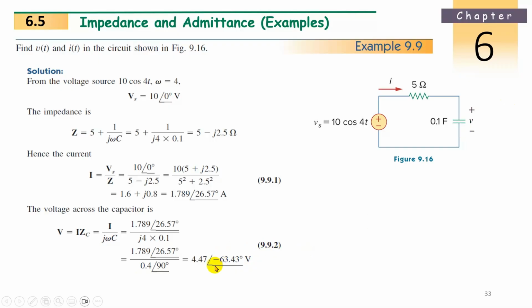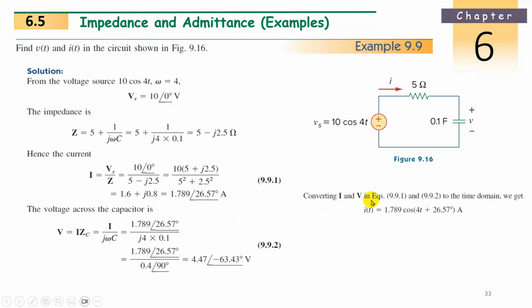So this also tells why there is a minus in the voltage here. You can say it is a capacitance. Current is reference positive and voltage is negative. So voltage is lagging the current, or we can say current is leading the voltage, because of minus 63.